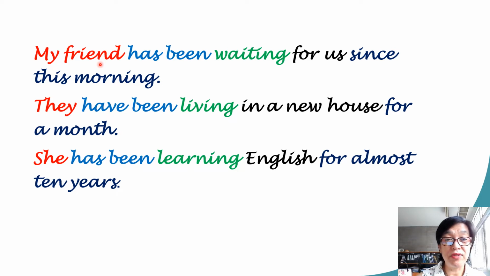number of the subject. If the subject is singular, like in this sentence, friend, it is followed by has. If the subject is plural, it is followed by have. Well, the present participle of the verb is always the ing form. So, waiting, living, learning. And these are the time references: this morning, a month, 10 years.